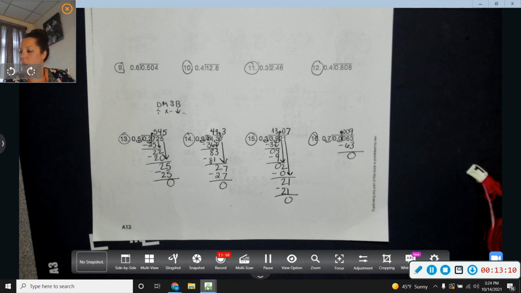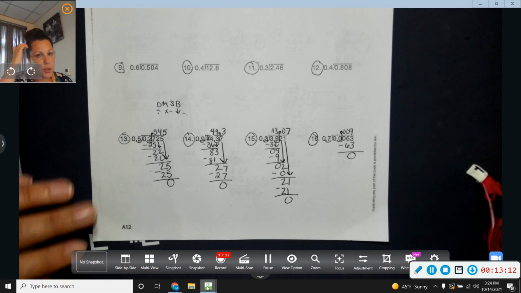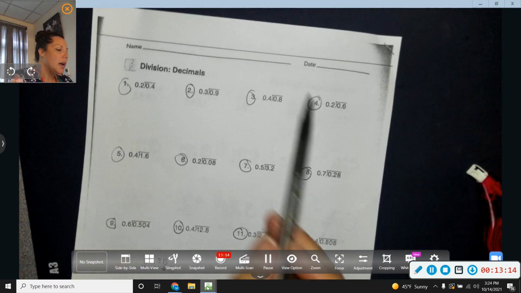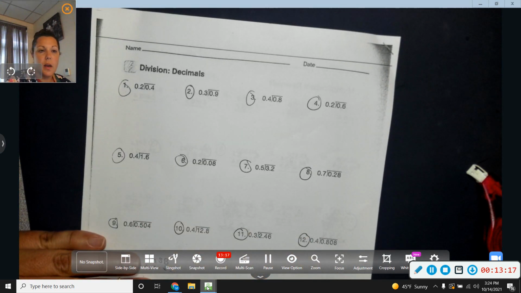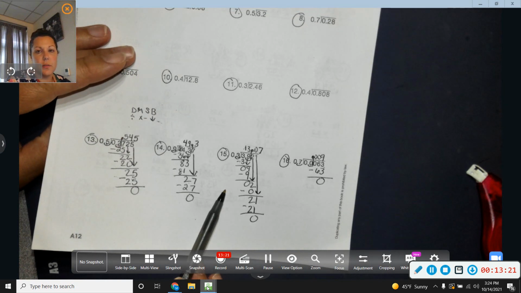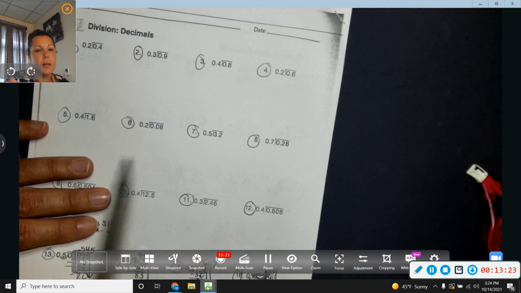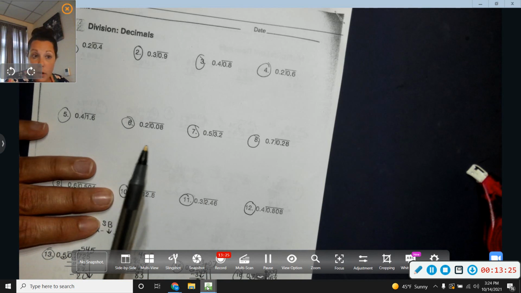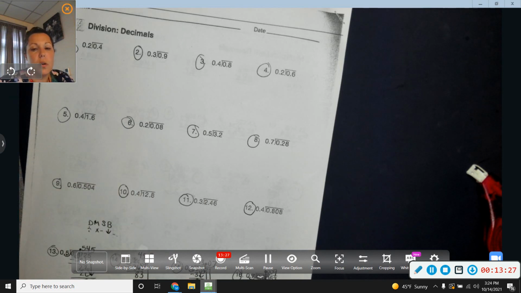Okay? All right, you guys, I hope that helps you. I hope you can do now the rest of these with these examples of how to do long division, okay? These ones are a little bit simpler. They're not quite as much work. So good luck. If you need any more help, let me know.